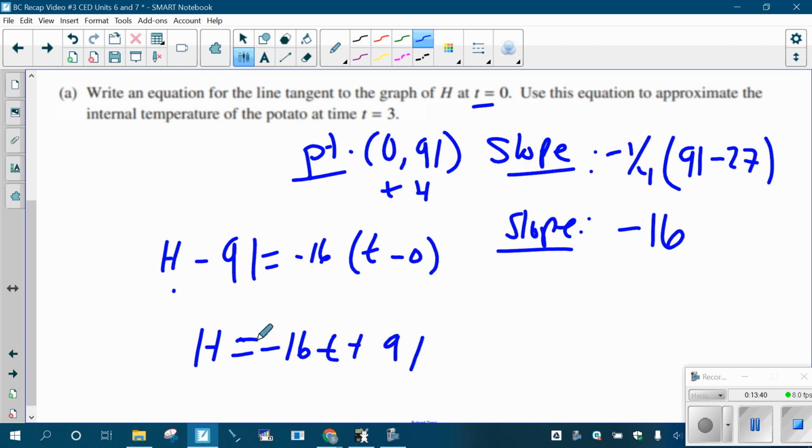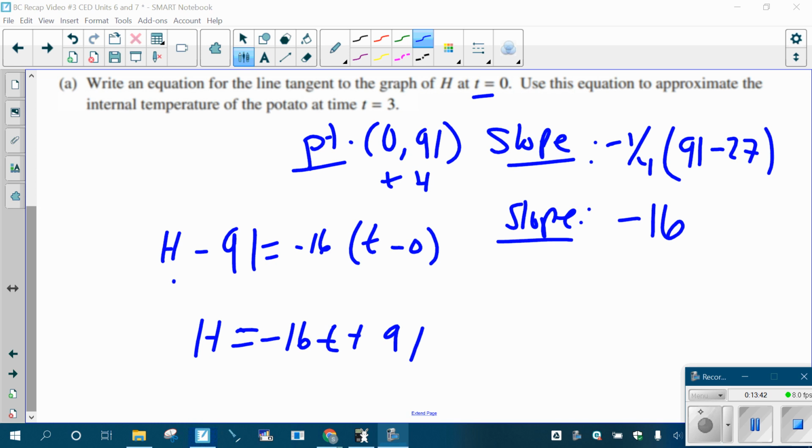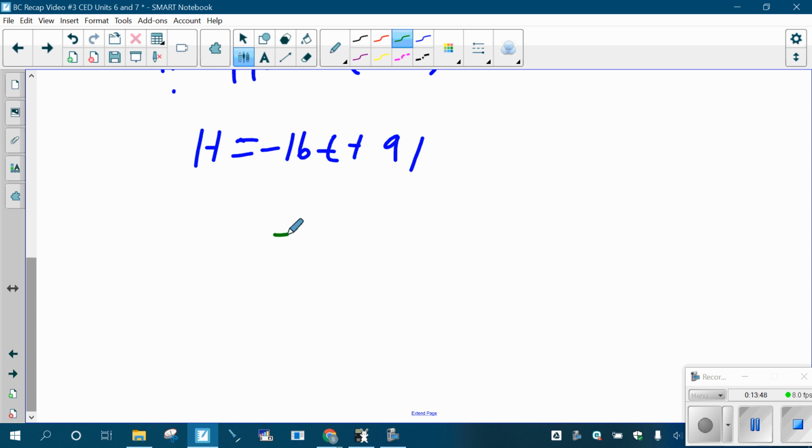Cool. I have an equation of a tangent line. Second little part says, now that you have this equation of the tangent line, use it to predict the internal temperature at time t equals 3. Toss in 3 for t.